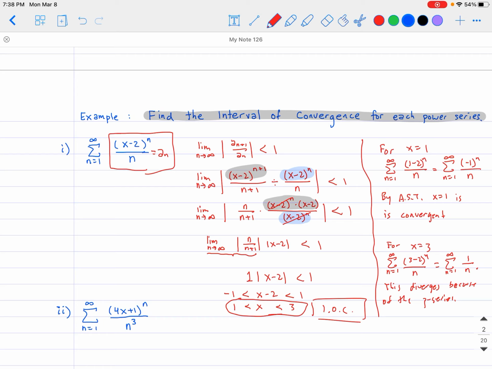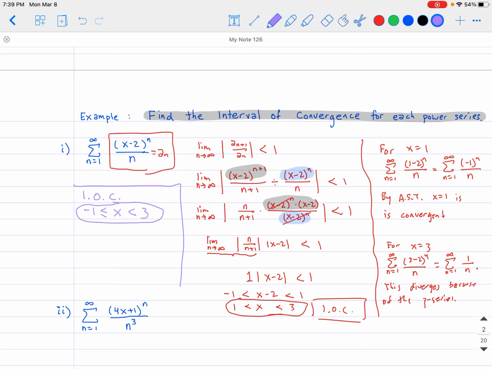So therefore, in the very end, my interval of convergence is going to be from negative 1, inclusive of it, because of what we just showed, is less than or equal to x is less than 3. So that is going to be my interval of convergence.